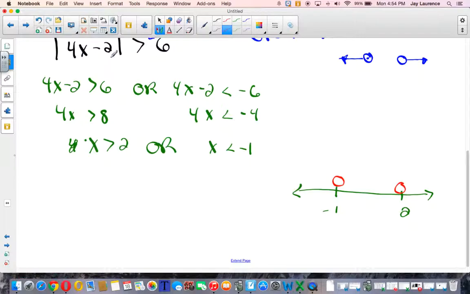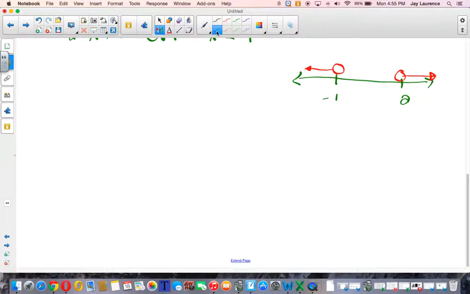Absolute value of 4x minus 2 is greater than 6. X is greater than 2 or x is less than -1. Never said equals. All right, so where are the numbers greater than 2? They are to the right of 2. Where are the numbers less than -1? They're to the left of -1 on the number line. And there you go.